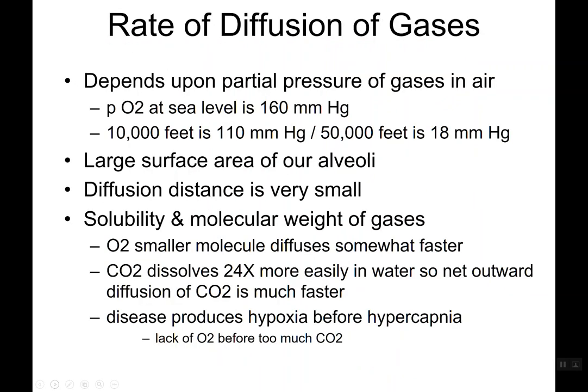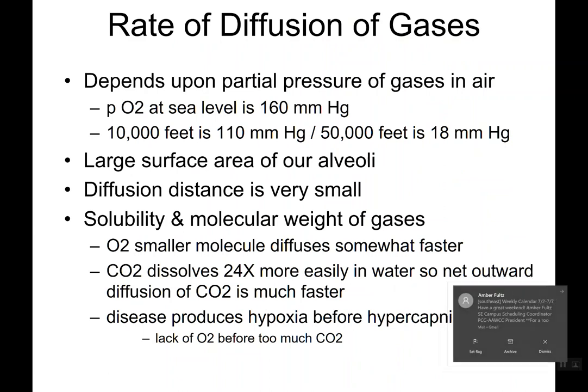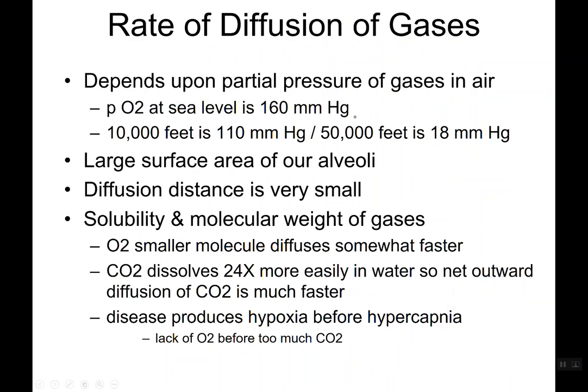The rate of diffusion depends on the partial pressures of gases in air. So the PO2 at sea level is about 160 millimeters of mercury. At 10,000 feet, it's only 110 millimeters of mercury, and at 50,000 feet, it's only 18 millimeters of mercury. So if you are a fighter jet pilot and you are going to spend quite a bit of time way super high up in the air, wearing a pressurized suit is going to be one of the things that keeps you alive, partially because it keeps the concentration gradient of oxygen high enough for you to survive.